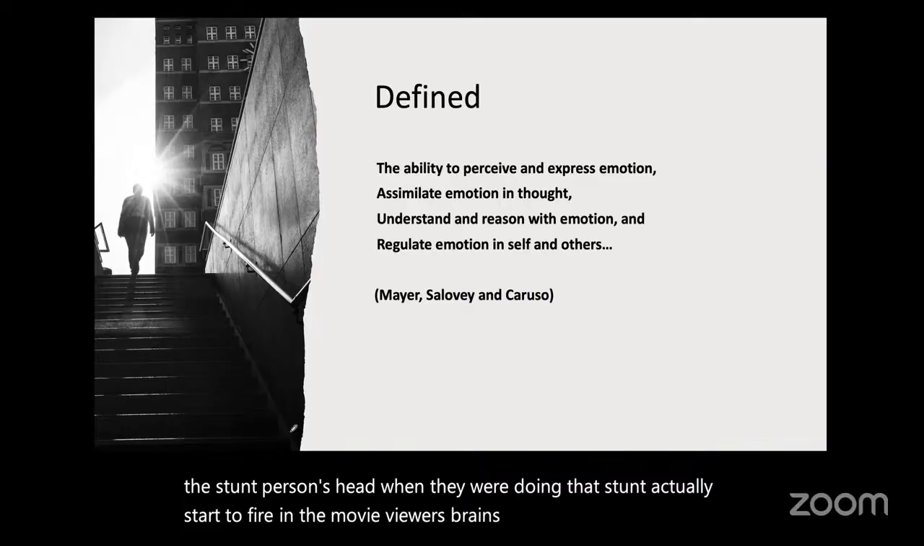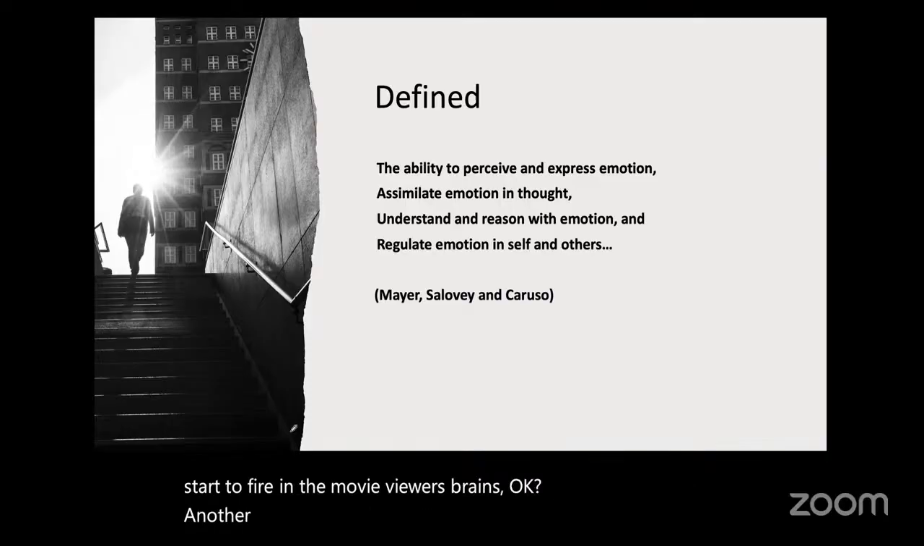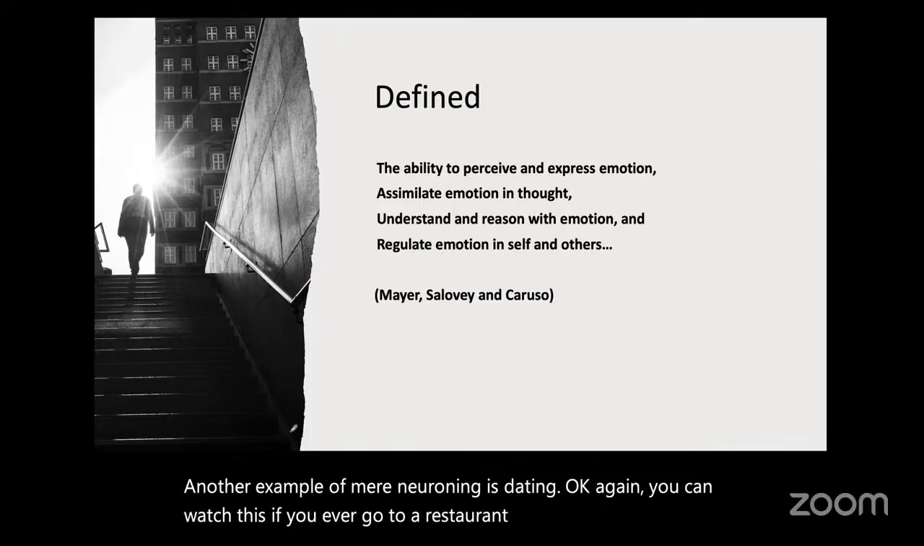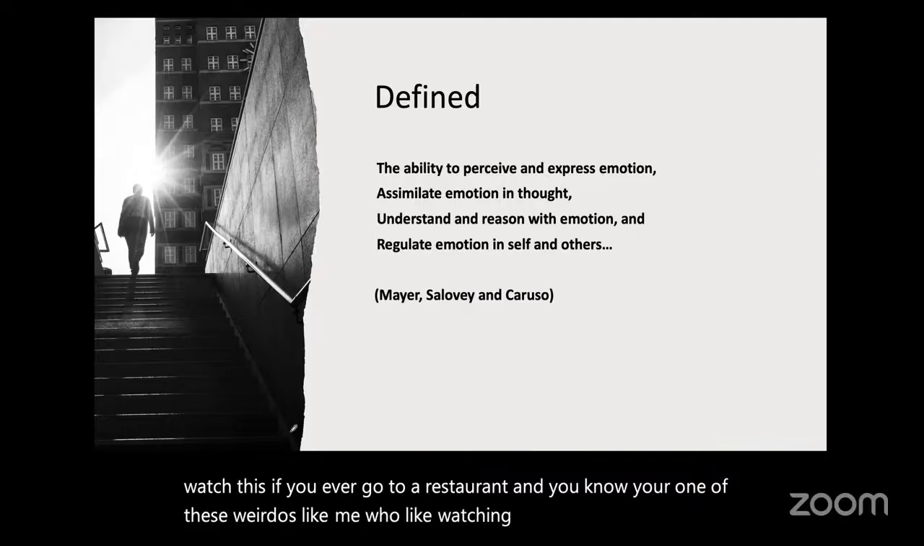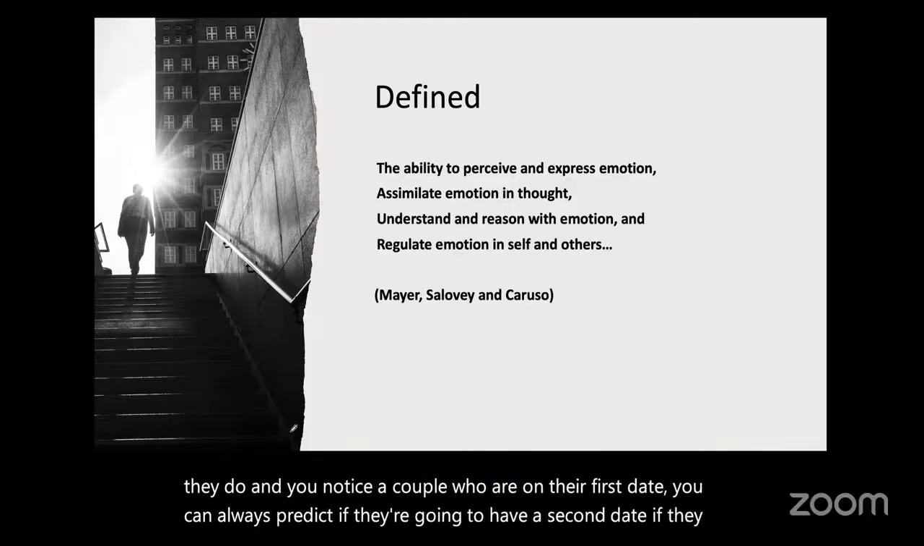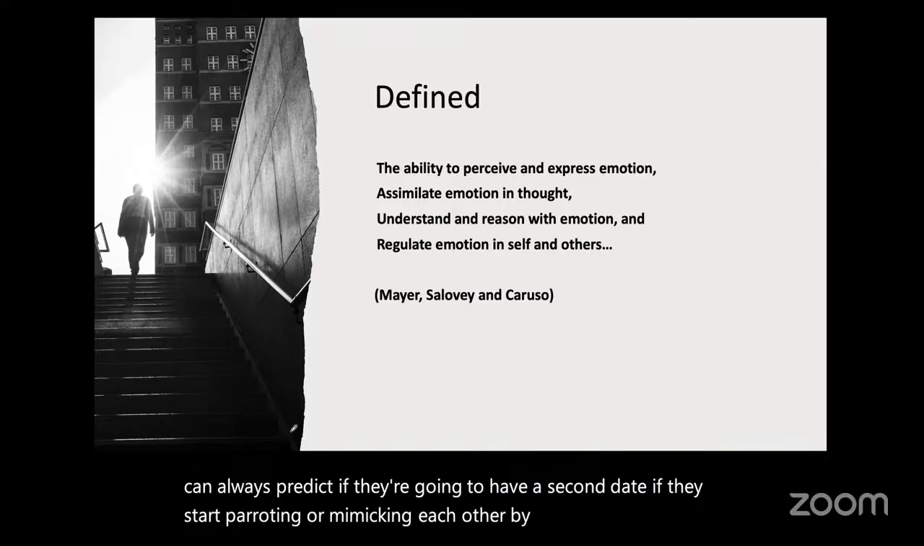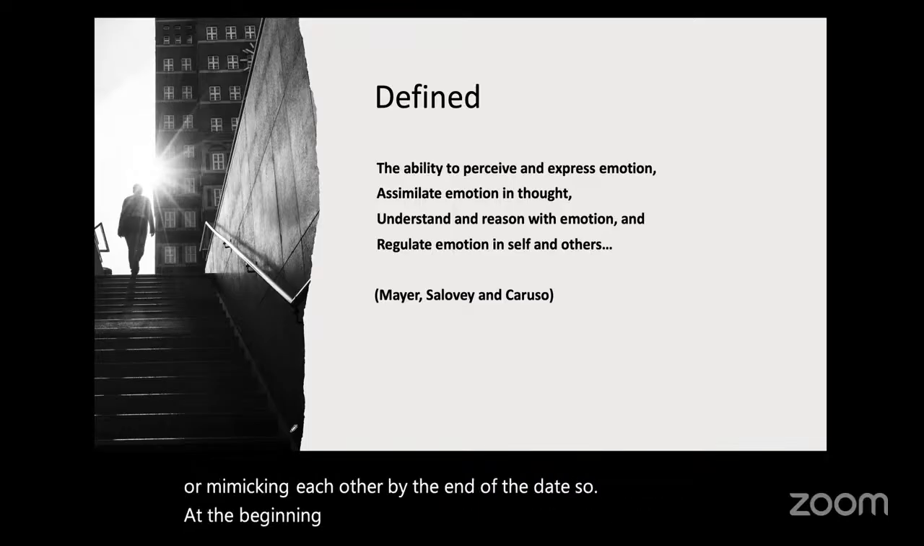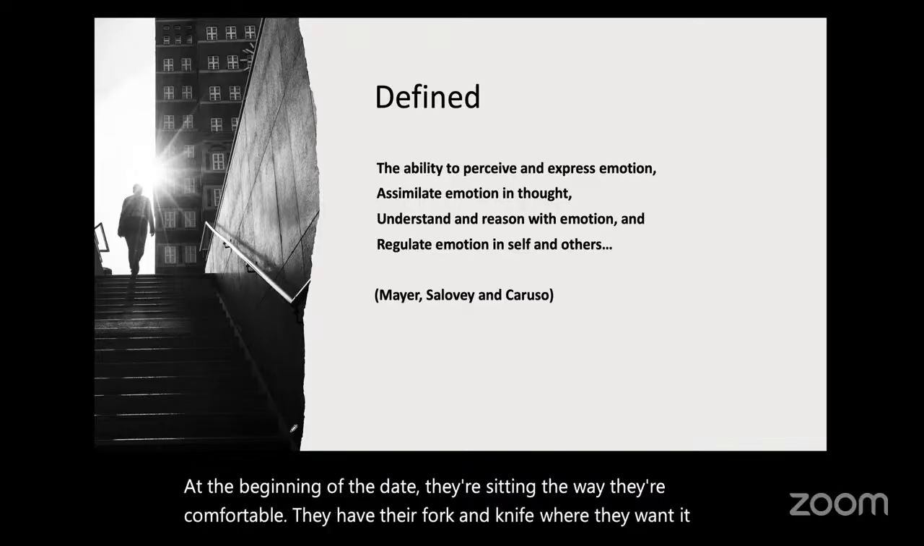Another example of mirror neurons is dating. You can watch this if you ever go to a restaurant and you're one of these weirdos like me who likes watching people and seeing what they do, and you notice a couple on their first date. You can always predict if they're going to have a second date if they start parroting or mimicking each other by the end of the date. So at the beginning of the date, they're sitting the way they're comfortable. They have their fork and knife where they want it, and their drinks are where they want it.